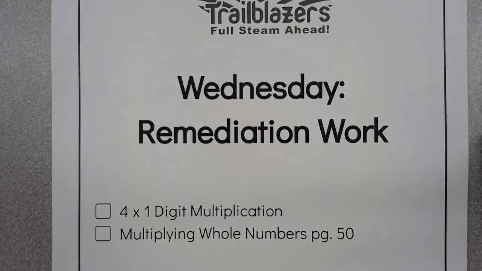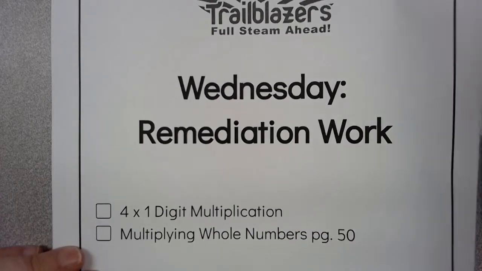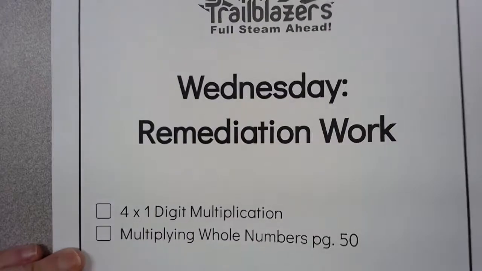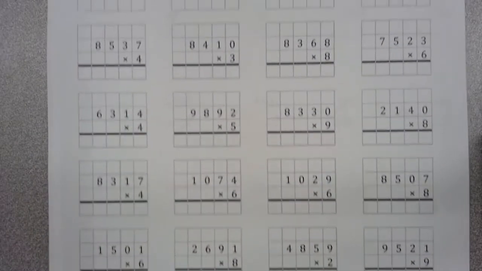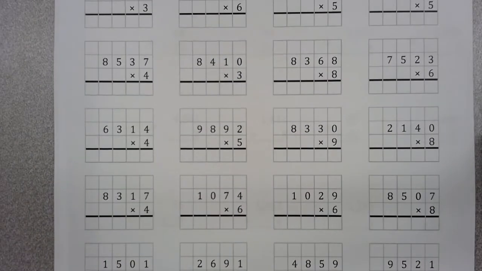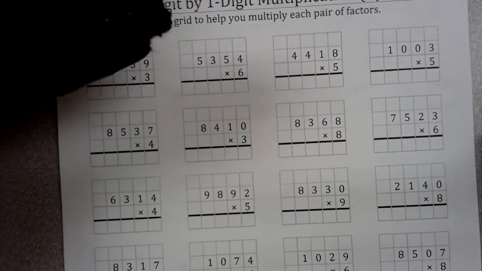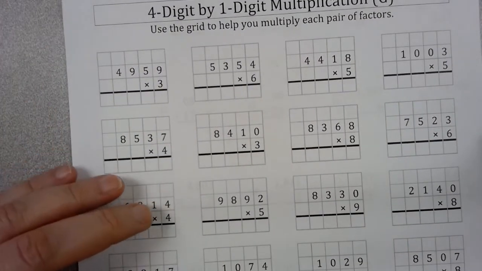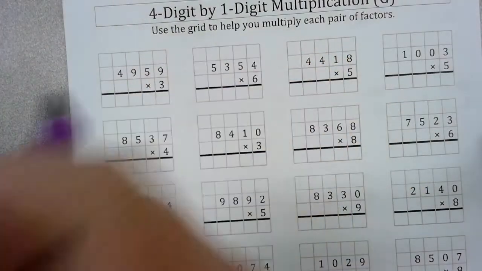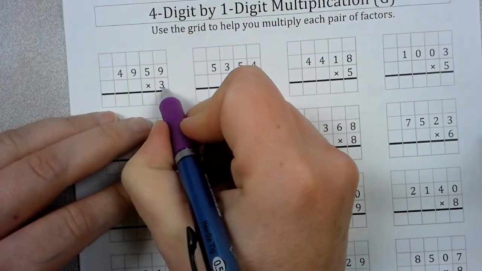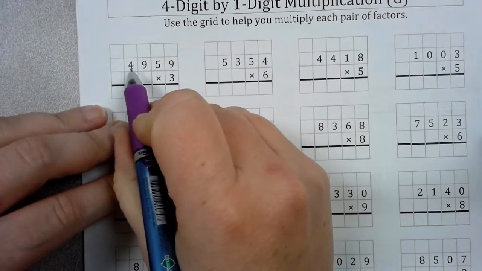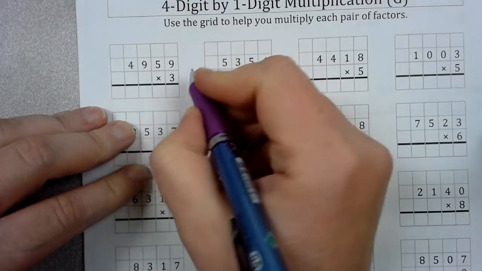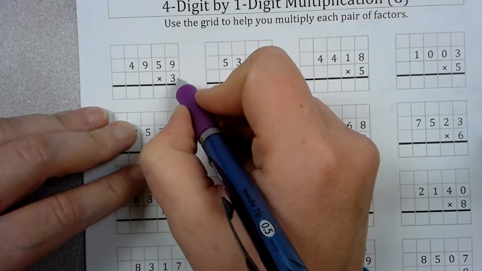So here we go. What you're going to be doing is some 4-digit by 1-digit multiplication. Remember when we're doing 4 by 1 digit or anything multiplication wise, we have 4,959 times 3. You start right here. Well, that's your only number.